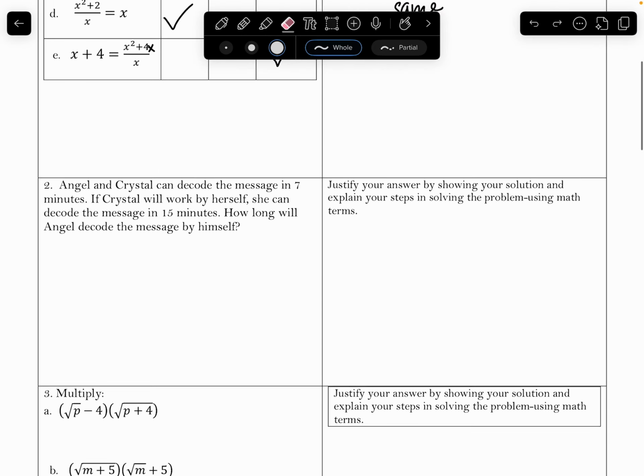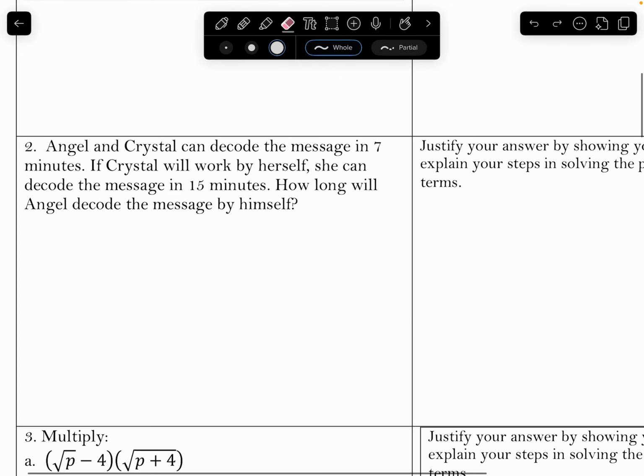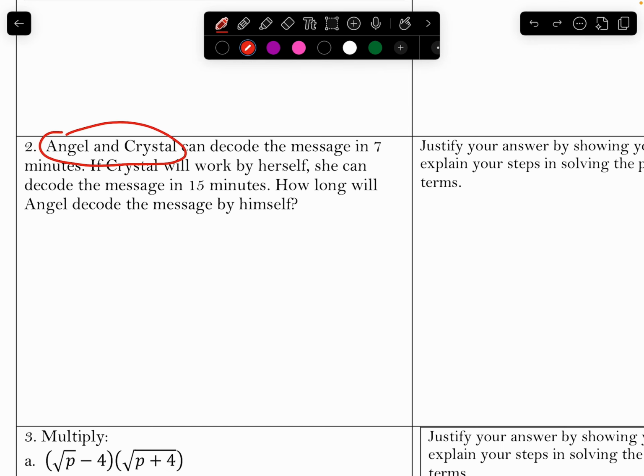Number 2 is a work problem. Angel and Crystal can decode the message in 7 minutes. So, Angel and Crystal, this looks like a together. So together they do one message in 7 minutes. That's together.